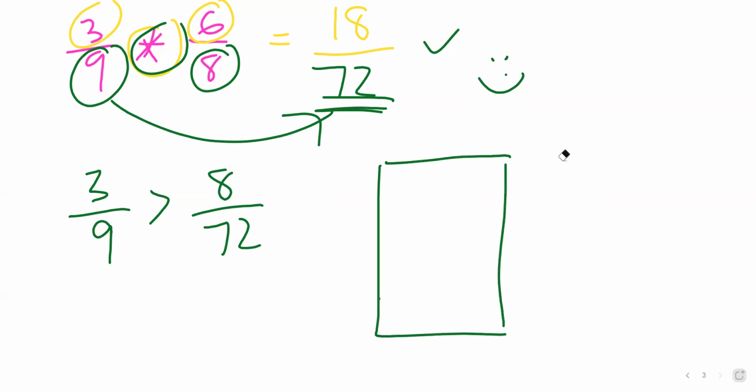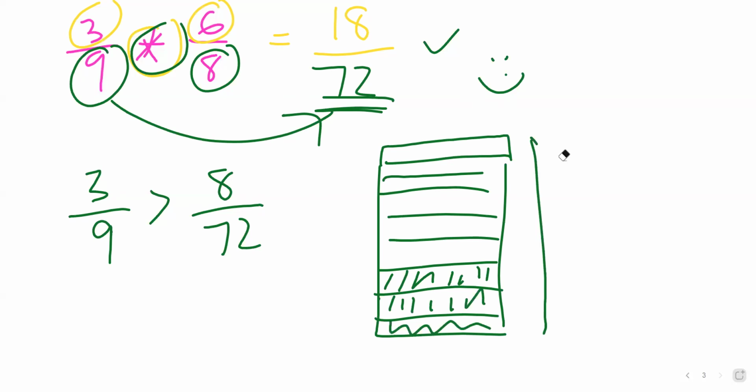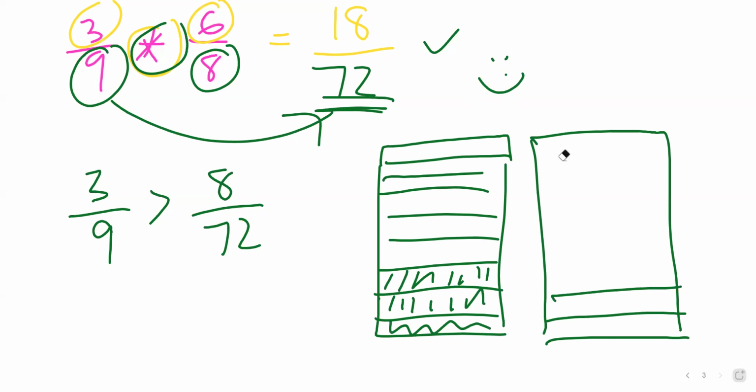1, 2, 3, 4, 5, 6, 7, 8. Yeah, there's my 9 pieces, and I have 3/8. Okay. And then I'm gonna take something the same size. I'm gonna cut it into 72. Oh, goodness gracious. Let's see. That's gonna be 9 this way.